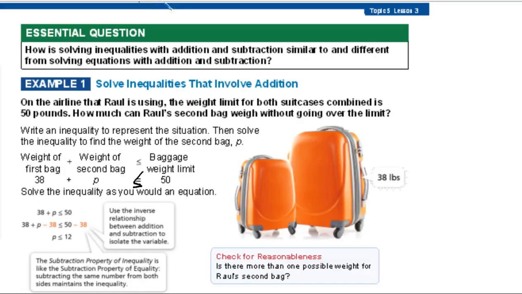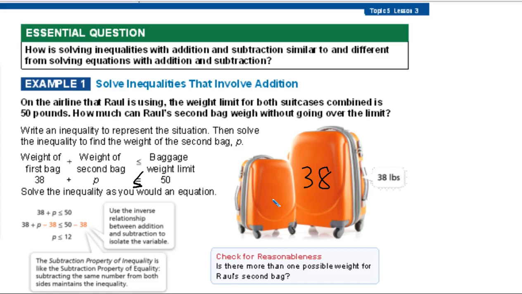So, example 1. Solve inequalities that involve addition. On the airline that Raul is using, the weight limit for both suitcases combined is 50 pounds. How much can Raul's second bag weigh without going over the limit? So, we see one bag is 38 pounds. This bag is 38 pounds. We do not know how big this bag is. Okay? We do not know the weight of it.